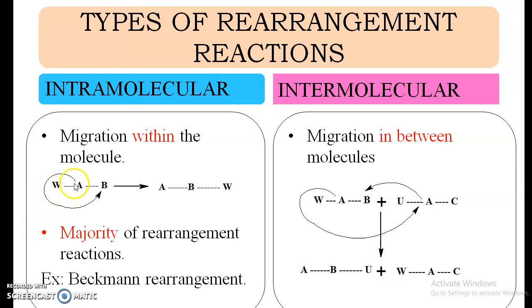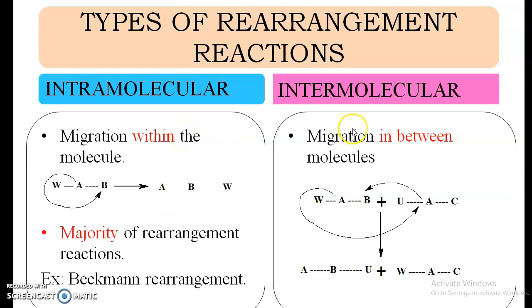So in the example you can see that W is migrating within the molecule and it is moving from A to B. The bond between A and W is broken and a new bond is formed between B and W, resulting in formation of a new molecule. So such type of rearrangement is known as intramolecular rearrangement reaction. So majority of the rearrangement reactions are of intramolecular type, and Beckmann's rearrangement is also an example for intramolecular rearrangement reaction.